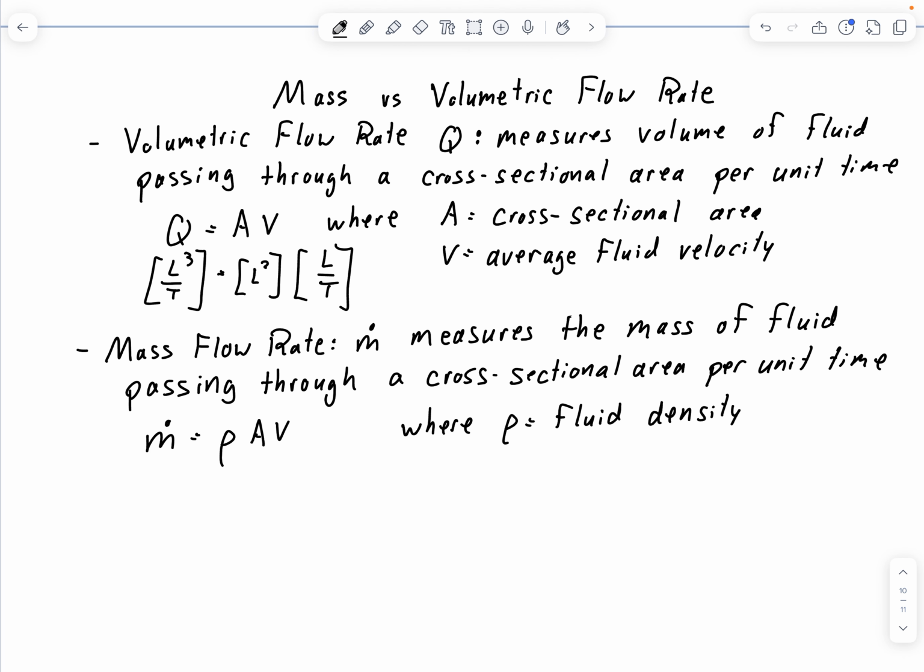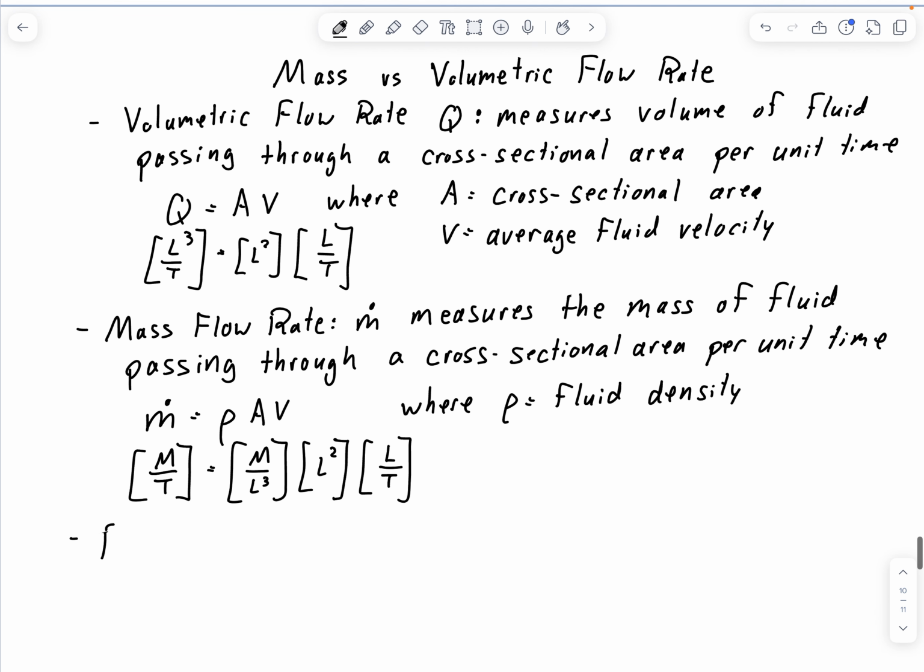Now, in terms of dimensions, the mass flow rate has dimensions of mass per unit time, m over t. And that's because we have the density, which is mass per length cubed, multiplied by the area. Cross-sectional area is length squared, times average velocity, which is length per time. And so you can see that the length cubed cancels out from the numerator and denominator, and we're left with mass per unit time.